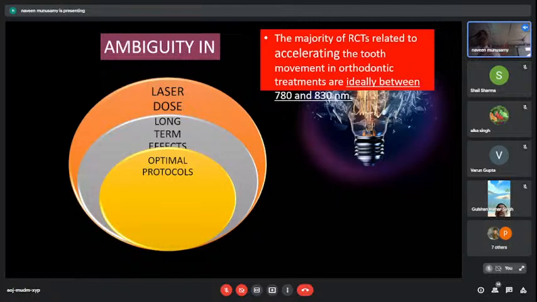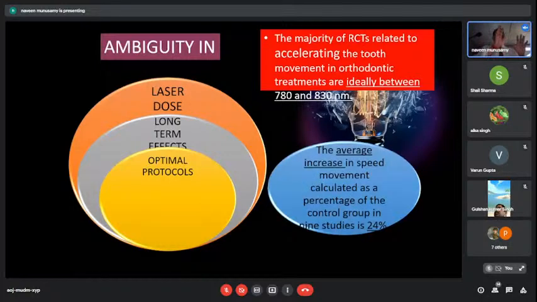And most of the studies on lasers or vibrations have shown an increase in the rate of tooth movement of only 24 to 30%. Maybe statistically it may be significant, but 24% actually comes to 0.4 to 0.8 millimeters increase in the rate of tooth movement. Do you think that this increase is clinically significant? Will this translate into an overall reduction in the orthodontic treatment time? We do not know. We have to do more research to know whether this will have an effect on overall reduction of orthodontic treatment time.